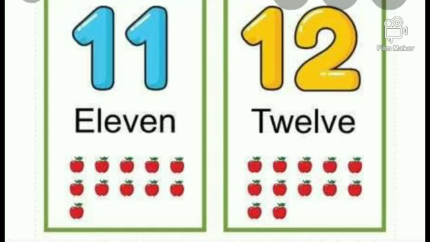Count the fishes. 1, 2, 3, 4, 5, 6, 7, 8, 9, 10, 11, 12. Can you see here 11 and number 12? Count the apples. One side has 11 apples, one side has 12 apples.